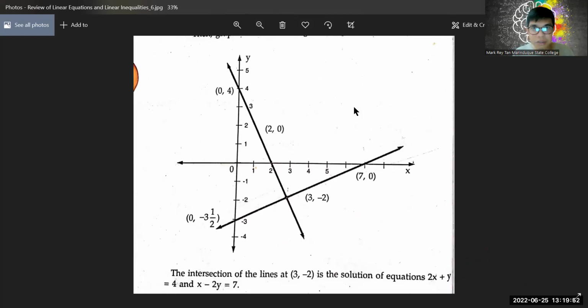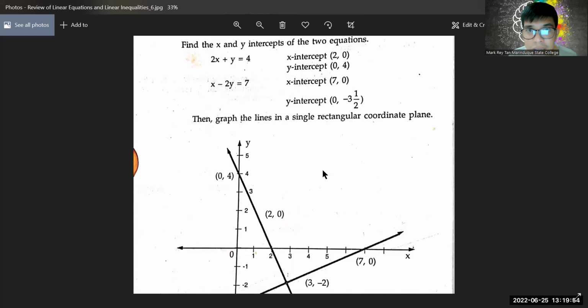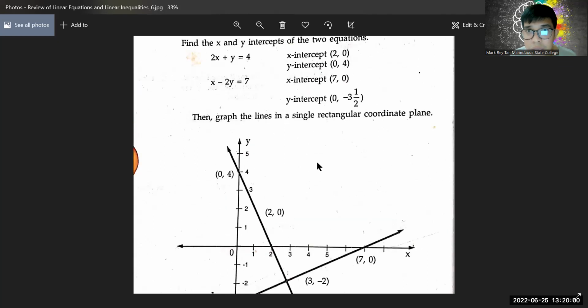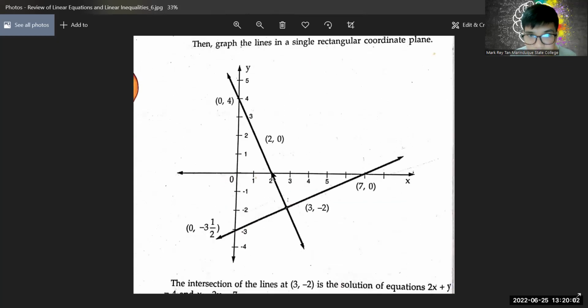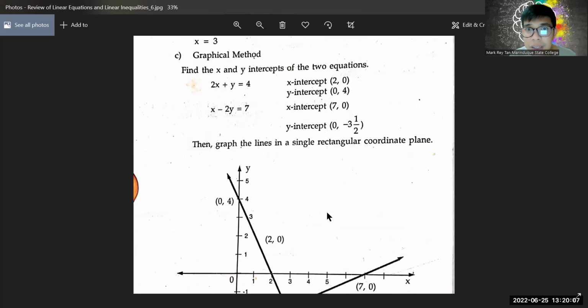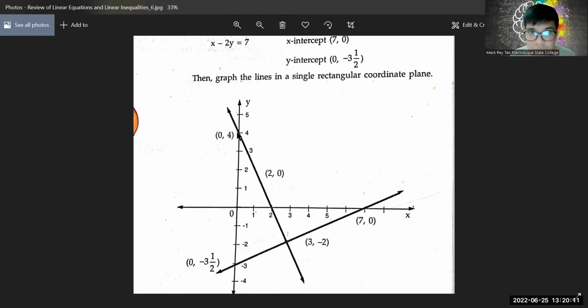Sige, pagtagaan natin to. First is, dito muna sa unang equation. 2 and 0. So, x is 2, y is 0. So, ito yon. And then, we have 0 and 4. Ito yon. So, bali class, itong patayo na guhit, yan yung solution set natin for first equation.